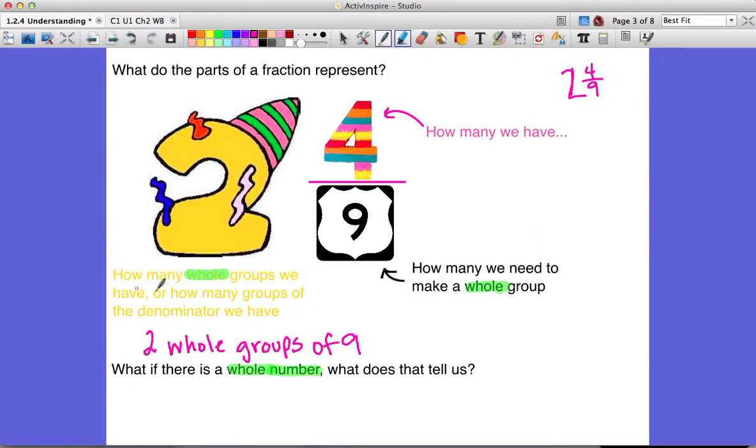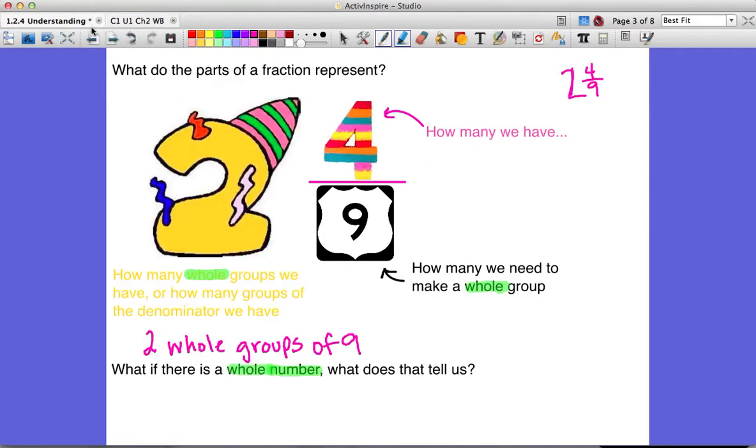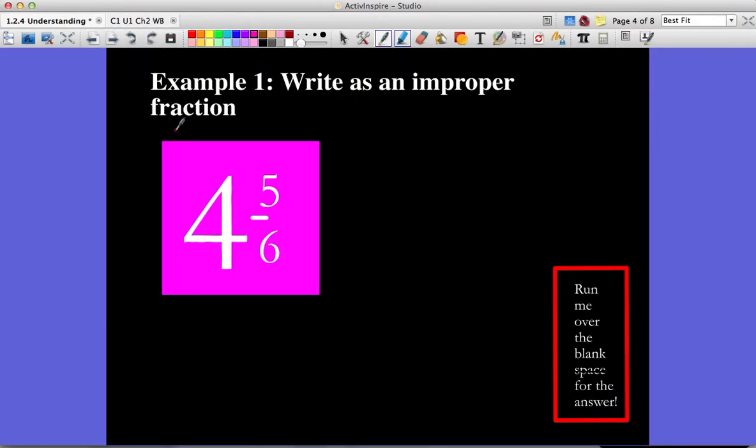Make sure that you're writing all of these pieces down in your workbook. Okay, so how many we have. Make sure you're writing everything down, because knowing what a fraction is and what each piece represents is going to help make every step along the way a lot easier for you. All right, so moving on.